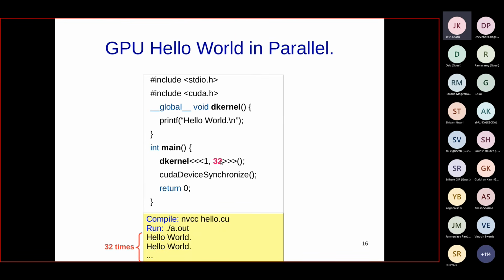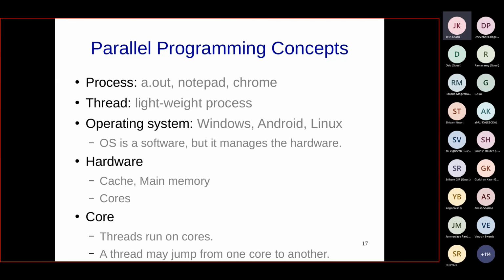Okay, so moving on. There are a few parallel programming concepts which I would like to highlight before we move on. First thing is process. The formal definition is that a process is a program under execution. But more practically, let's understand it with an example.